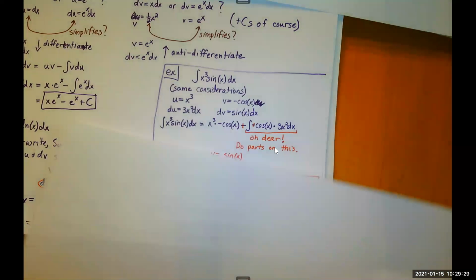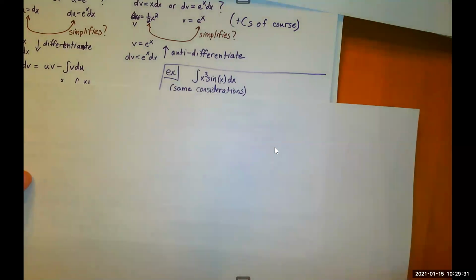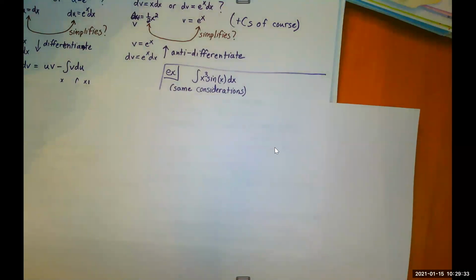Now I'm going to go through it. So when I start, same considerations. I think about, is this on my list? No. Can I rewrite this? Yes. Does rewriting this help me? No. Does rewriting this help me do substitution? No. It's a product. Integration by parts. Let's find out. What do I do for integration by parts?